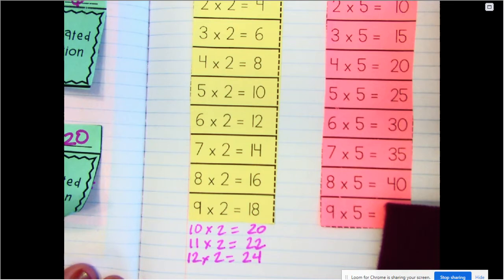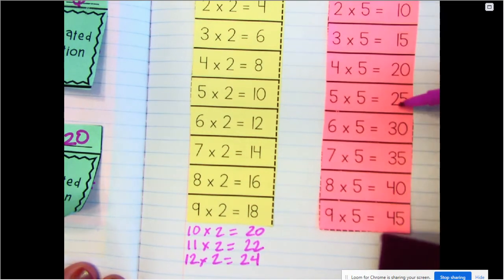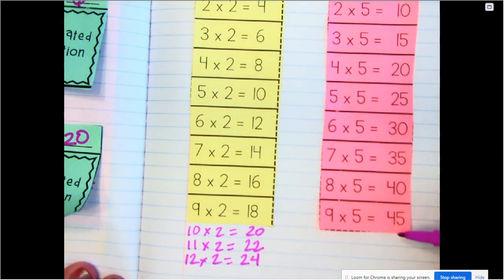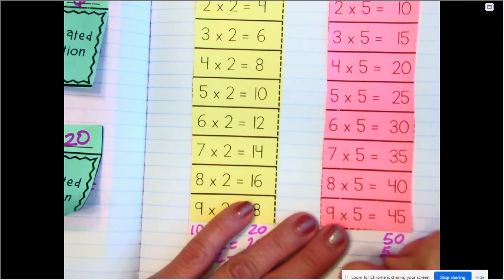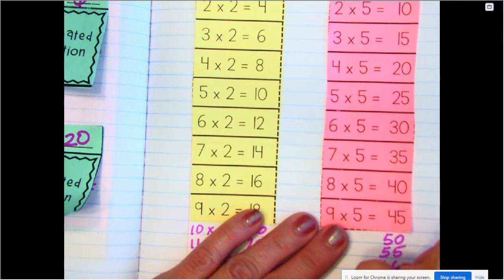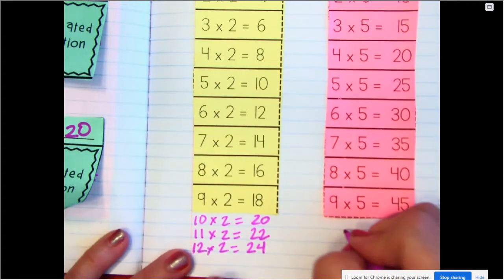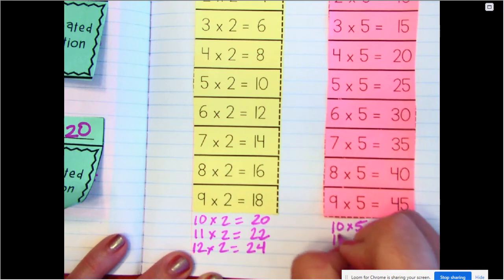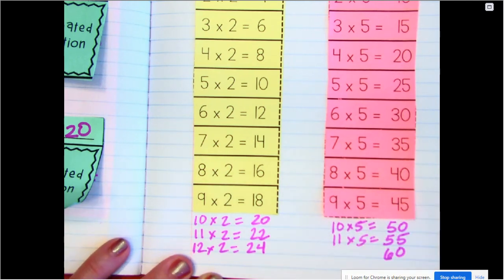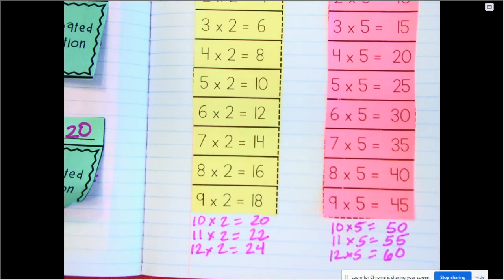Same with this one. 0, 5, 10, 15, 20, 25, 30, 35, 40, 45, 50, 55, 60. So let's put in our problem here. 10 times 5 equals 50. 11 times 5 equals 55. And 12 times 5 equals 60. And eventually, you guys will have all of these memorized, believe it or not.